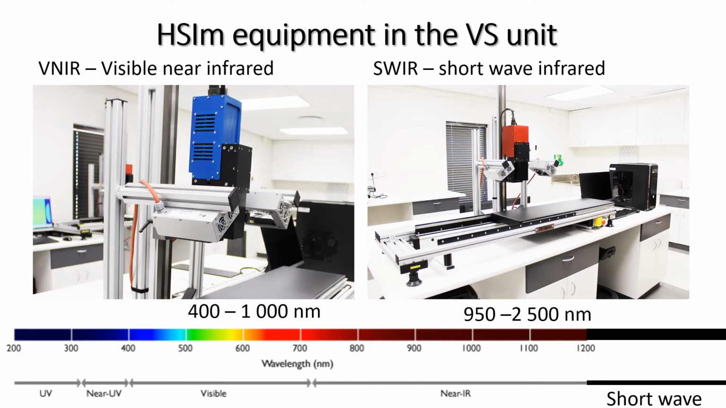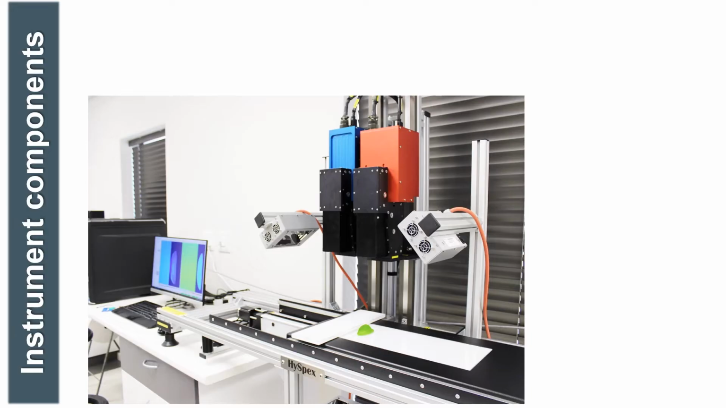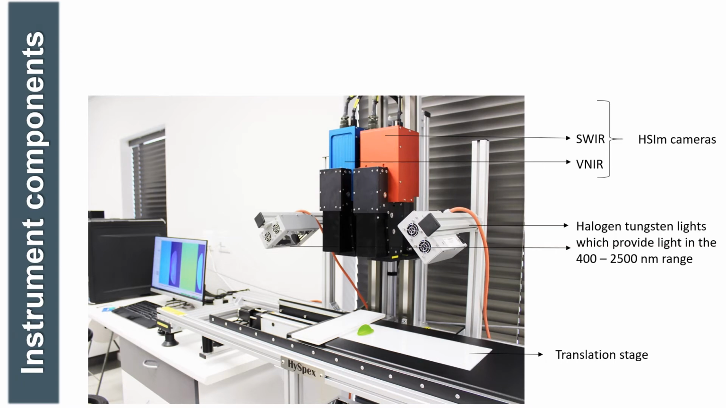In the unit, there are 3 different types of hyperspectral imaging systems, and the difference is that 2 of the systems only have a single camera setup. There is also 1 double camera setup. Here you can see each of the cameras which record the hyperspectral image. The sample is placed on a translation stage, which moves it past the camera. The sample is illuminated by 2 halogen tungsten lights, which provide the light in the spectral range we are working with.